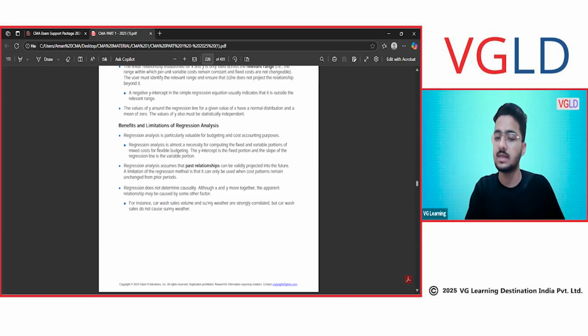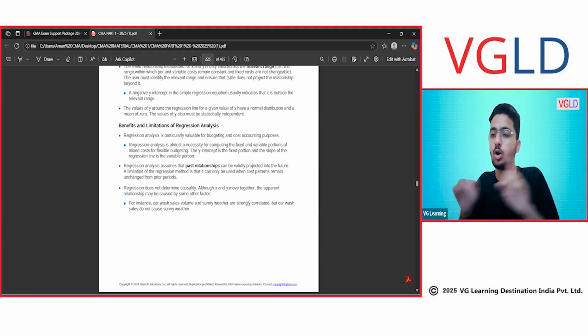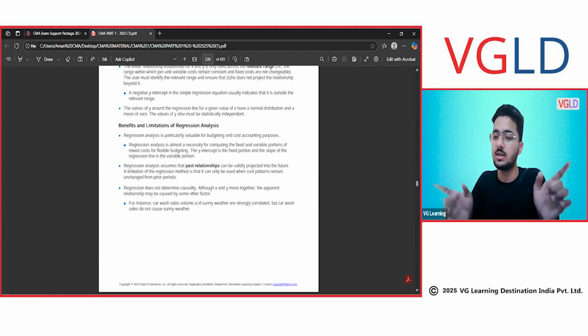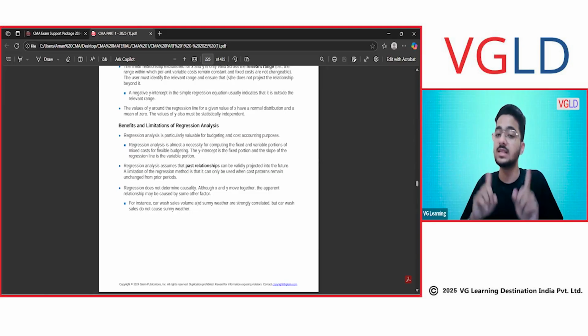So my sunny weather is my independent variable. Car wash sales is my dependent variable. So there's a factor, there's a different change. Both are strongly correlated. But you tell me that sunny weather causes car wash sales, but car wash sales causes sunny weather? No. So there is no causality between the factors.